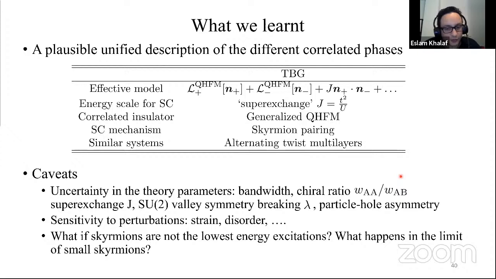Another thing is this field theory assumed very smooth textures in real space. So we're assuming that our skyrmions are all big. So it's unclear what happens to this mechanism when we consider the limit of small skyrmions. And that's also something we're working to try to understand at the moment.